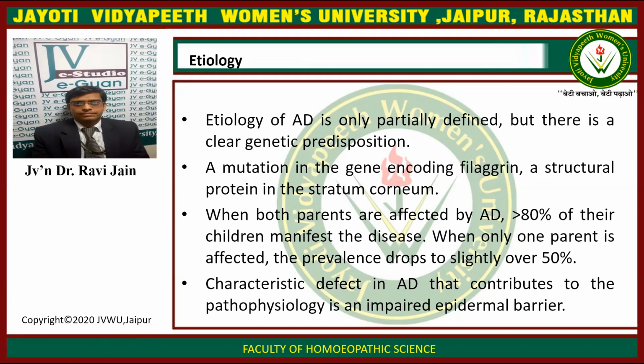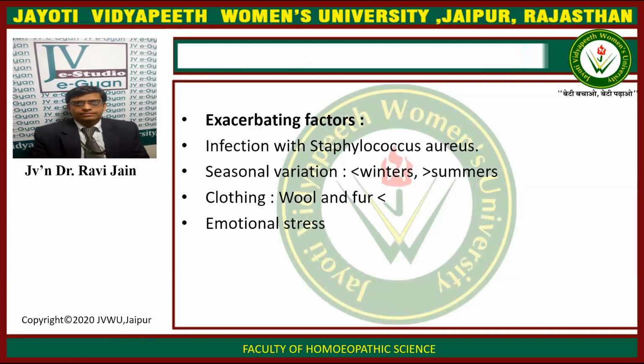When both parents are affected by atopic dermatitis, greater than 80% of their children manifest the disease. When only one parent is affected, the prevalence drops to slightly over 50% of cases. The characteristic defect in atopic dermatitis that contributes to the pathophysiology is an impaired epidermal barrier.